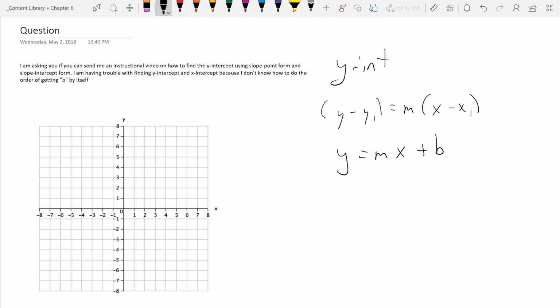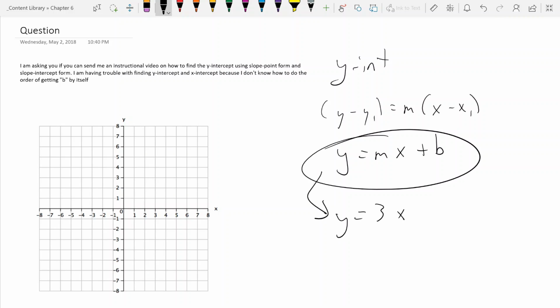I'm having trouble with finding the y and x intercept because I don't know how to do the order of getting b by itself. So I want to start with this one because it's the easiest. If I had an equation like this, looking at this equation, this number right here, the one at the end, the b value, that is literally the y-intercept. Whatever that number is, that's the y-intercept. So in this case, 4 is where that graph would touch the y-axis. So that one's pretty easy.